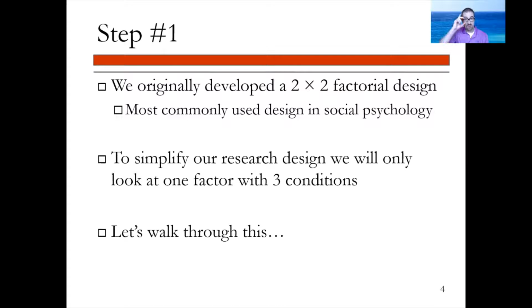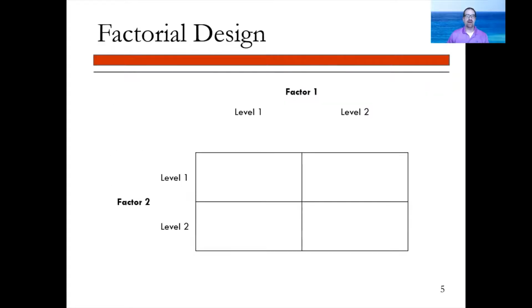So what I want to do is walk through how we're going to make this transition between the 2x2 factorial design that you put together and how we're going to make it a one factor design with three conditions. To start, I want to talk about that factorial design and highlight the overall concept and idea here. Then we'll work our way through it, and I'll give you the example that I had in class.